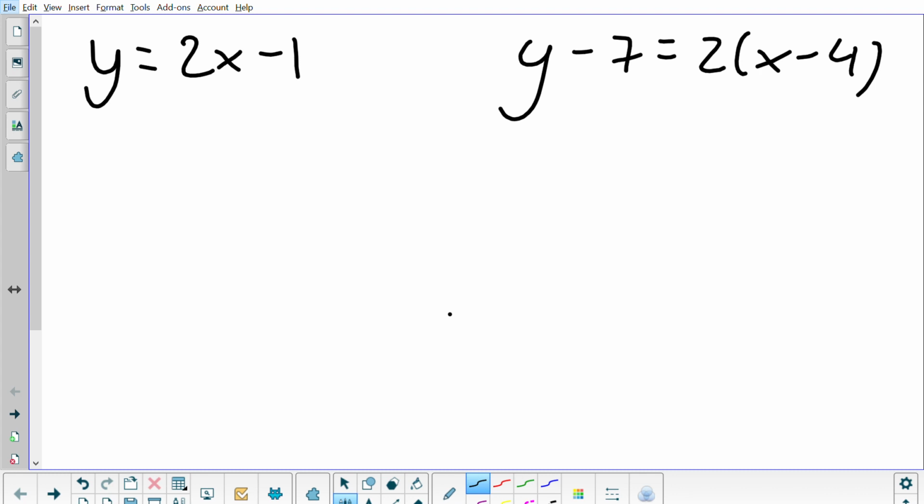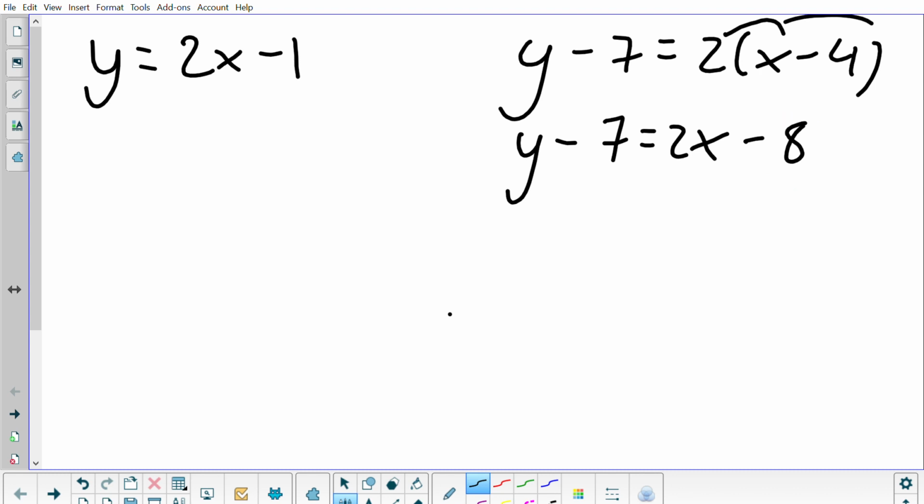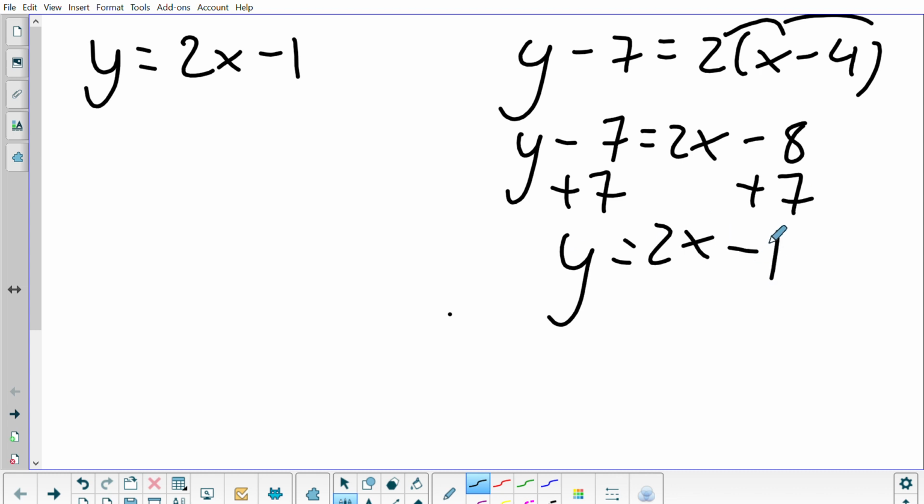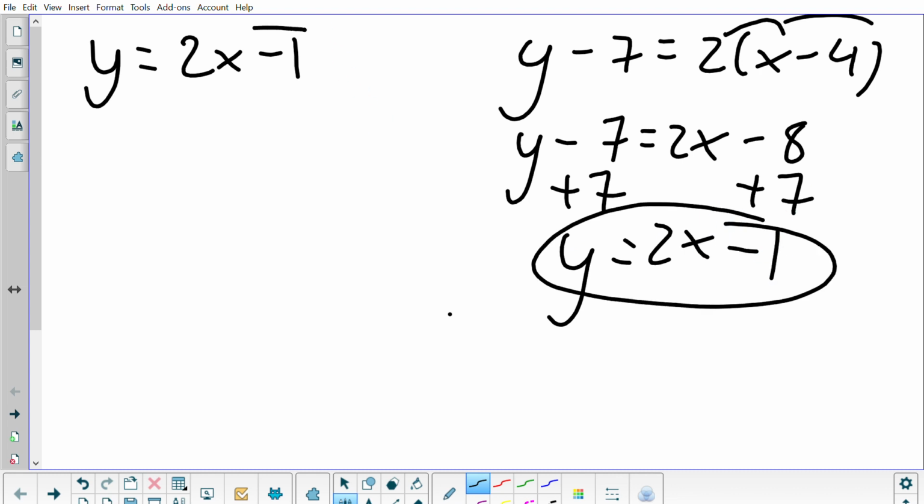So the first question that they could ask you is if this line is parallel, perpendicular, or neither to this line. So what I would do is distribute first, and I'd get y minus 7 is equal to 2x minus 8. Then I would add 7 to both sides, so I got y is equal to 2x minus 1. So these are not parallel or perpendicular because they're the exact same line.